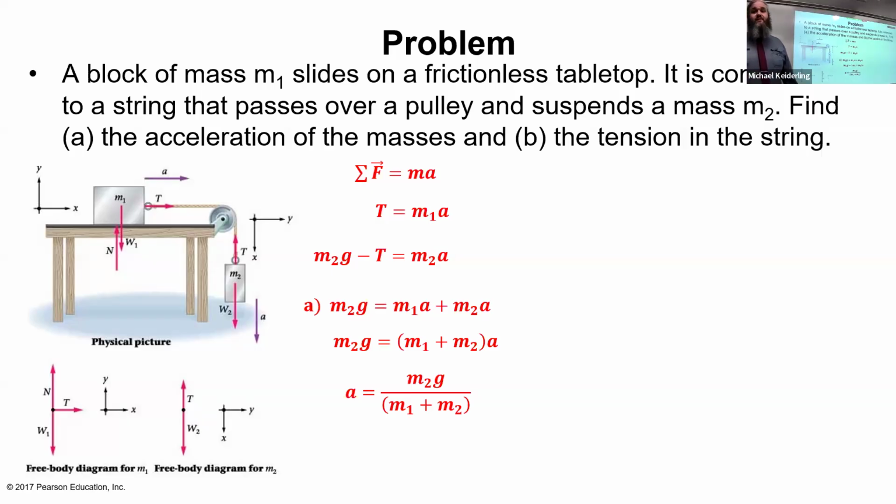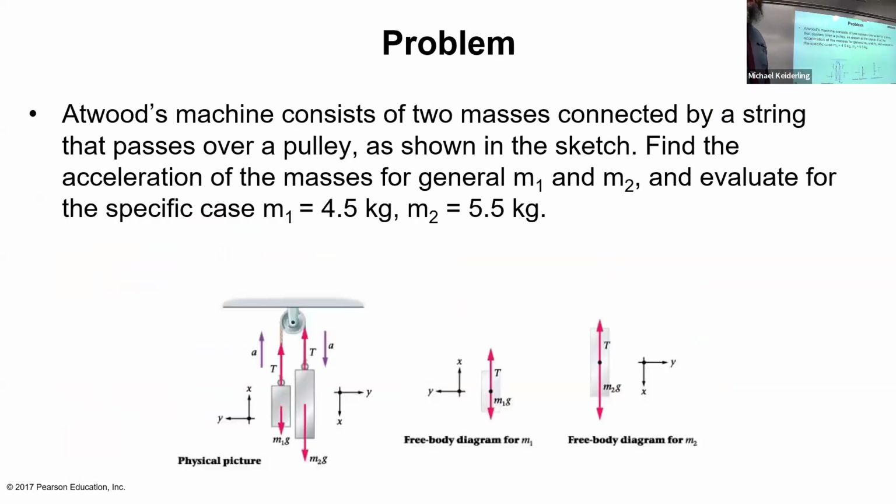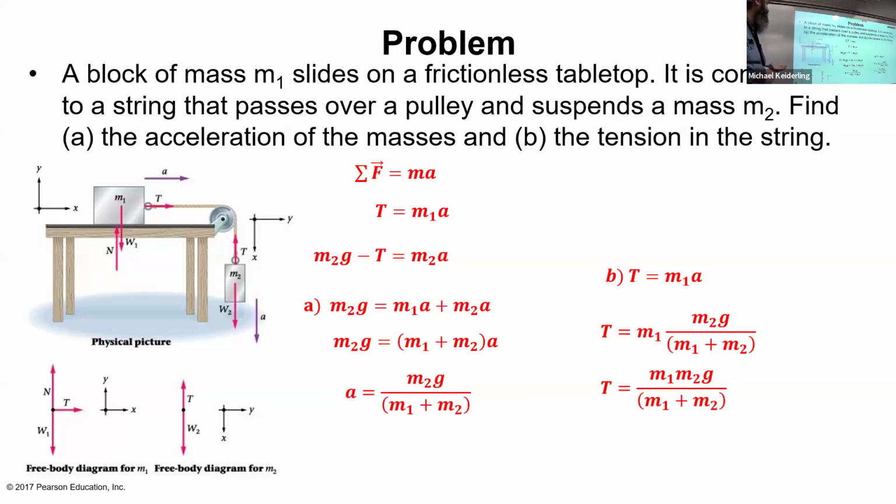So that's our acceleration. Our tension is going to be mass 1 times acceleration. So we can just plug in: tension will be mass 1 times mass 2g over mass 1 plus mass 2, or just mass 1 times mass 2 times g over mass 1 plus mass 2. That's, again, all symbolic. And if you wanted to, you can plug in some masses for mass 1 and mass 2 and find the acceleration.